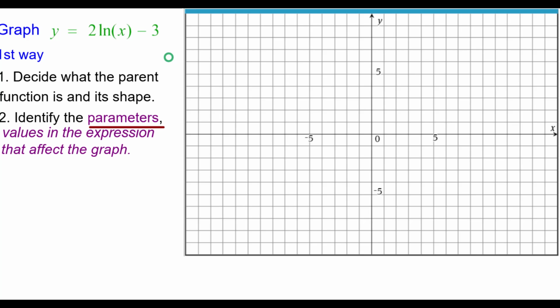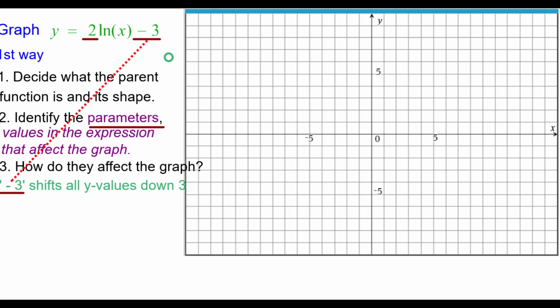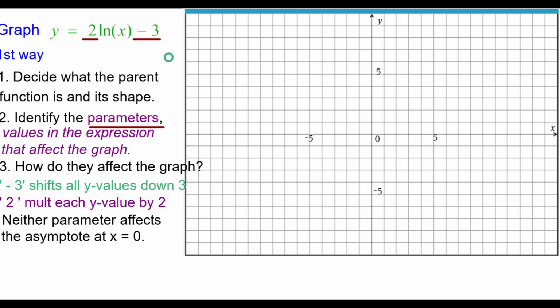Identify the parameters. These are values in the expression that affect the graph. In this case, we have two parameters. And how do they affect the graph? Well, the minus 3 shifts all y values down, and the 2 in front there multiplies each y value by 2. Neither parameter affects the vertical asymptote at x equals 0, so let's go ahead and plot that.